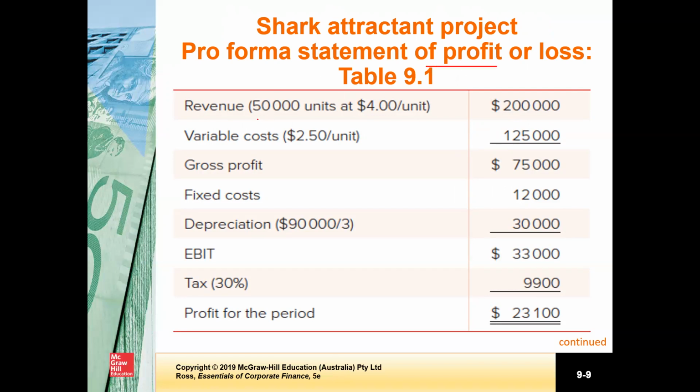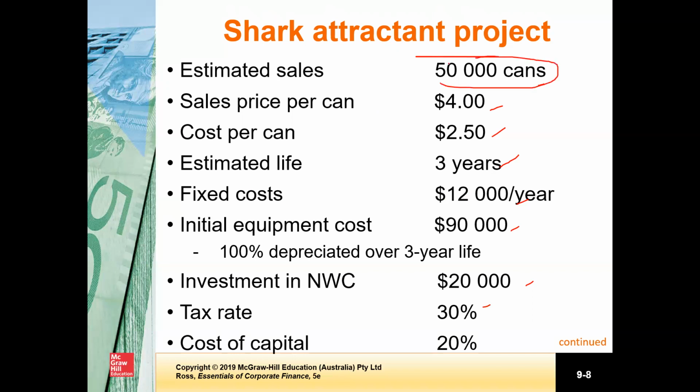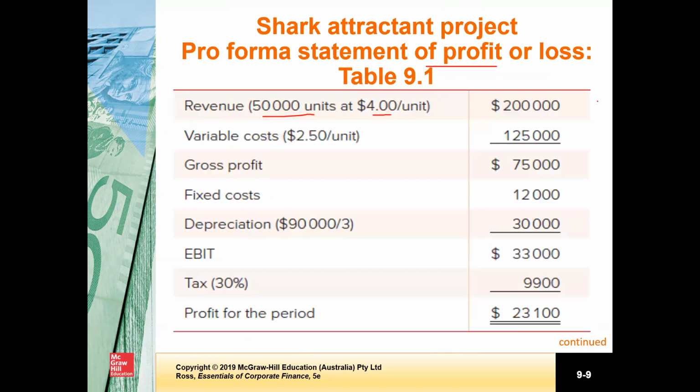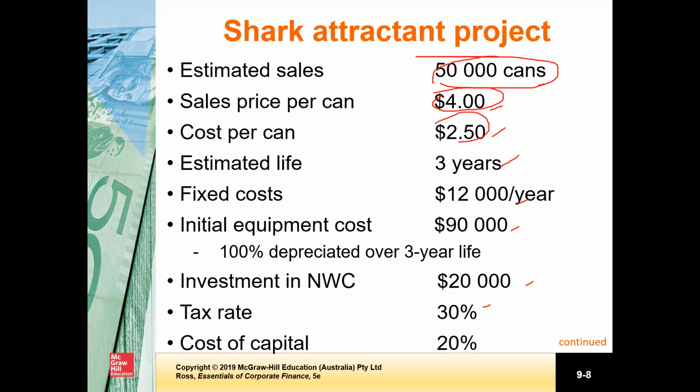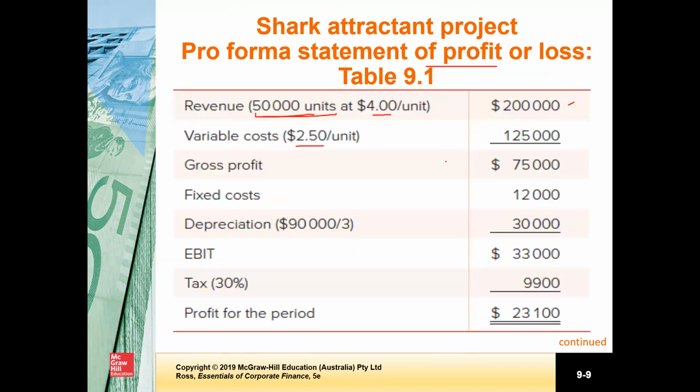Okay, so you can see we have revenues, so number of units multiplied by selling price per unit, if you remember. So our estimated sale was 50,000 units and sale price per unit is 4. So that's our revenue. And variable cost, once again, number of units sold multiplied by the cost per unit. Again, if you remember, this is our variable cost per unit. So that's our variable cost, and the variable costs are deducted from revenues. So we get gross profit, then we deduct fixed cost. That was also given in the previous slide.